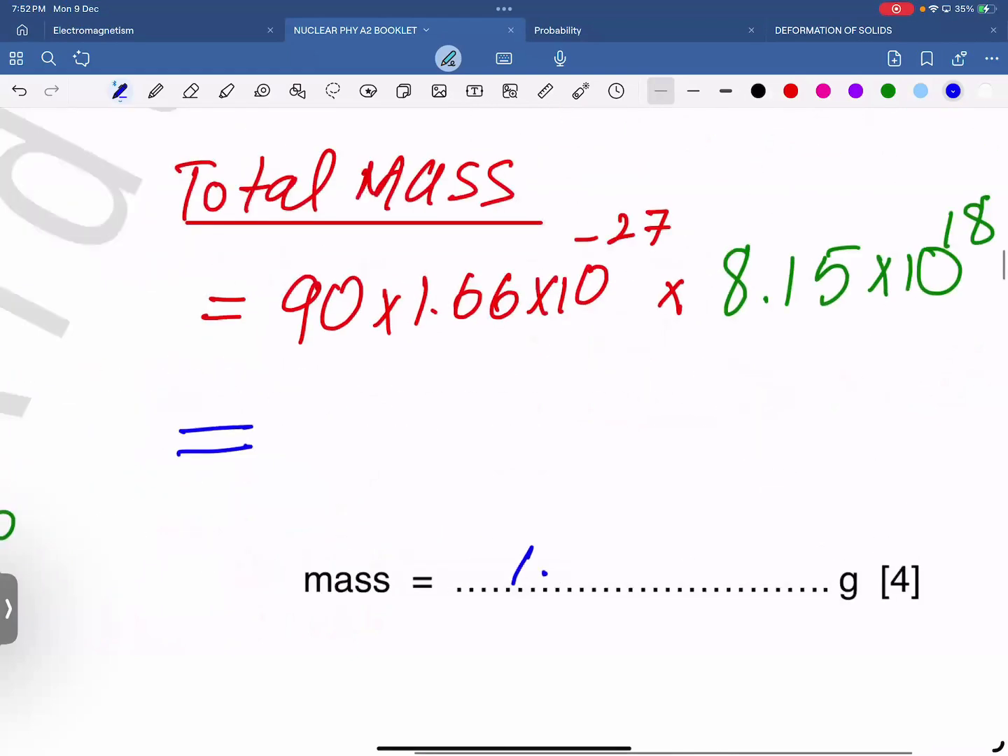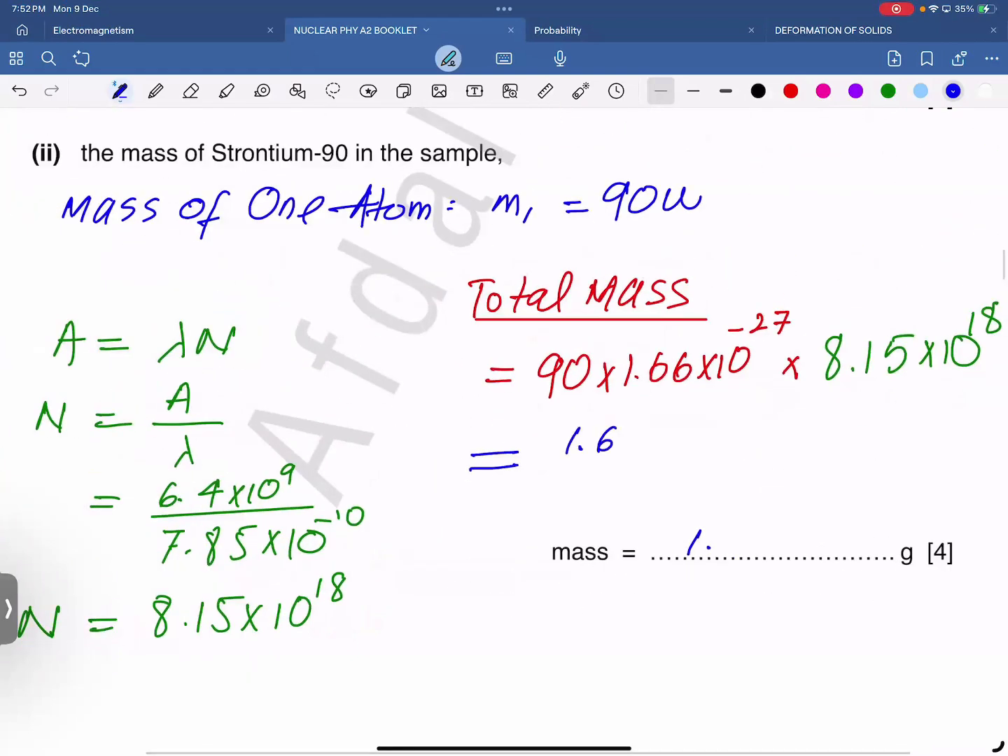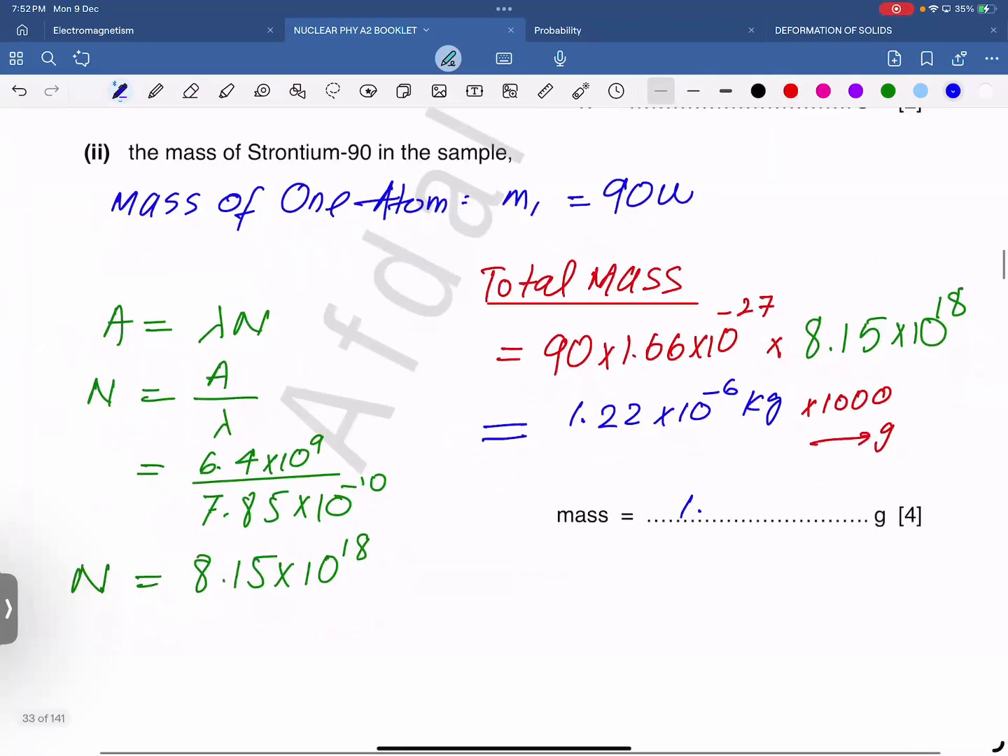They need grams. So that is in kilograms, 1.22 times 10 power negative something kilograms. You want grams, so multiply by 1000 to change into grams. Give me the new answer. It will be -3, right? Please always watch out for the units they need. In this case they ask you in grams, but the mass of one atom we are using is in kilograms. So we multiply by 1000 to change kilograms into grams.